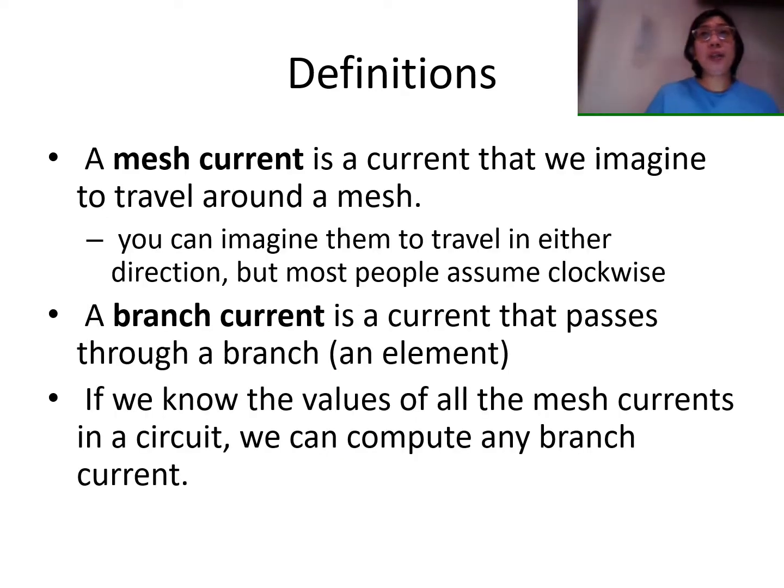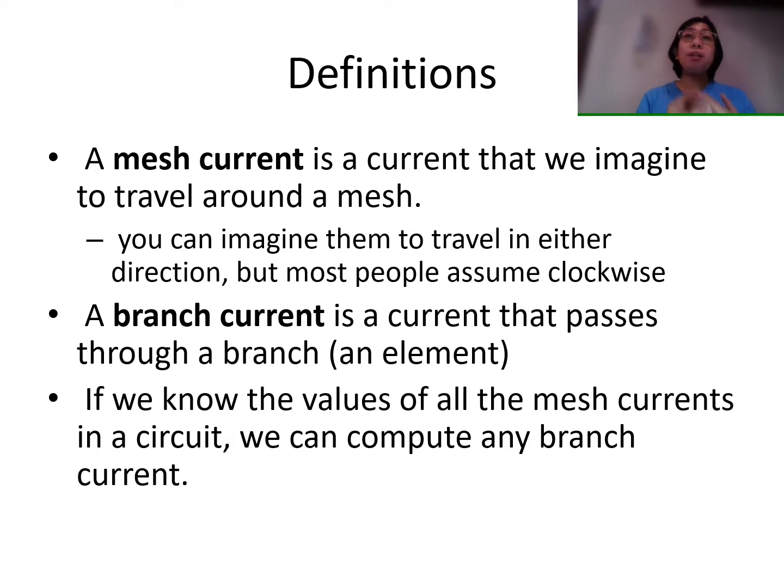As I've mentioned, in mesh analysis we are actually solving for the mesh current. A mesh current is a current that we imagine to travel around a mesh. You can imagine them to travel in either direction, either counterclockwise or clockwise. Although most of the time we assume a clockwise direction for mesh currents.